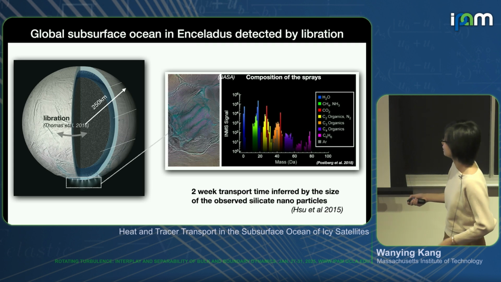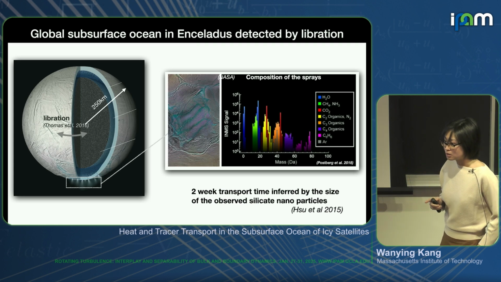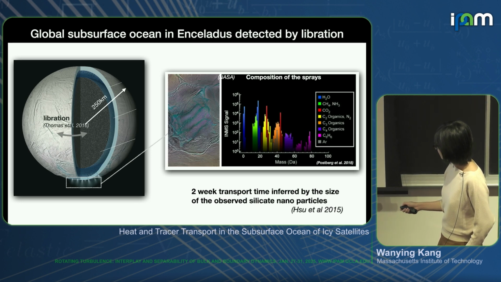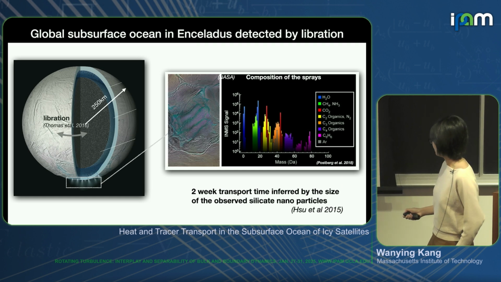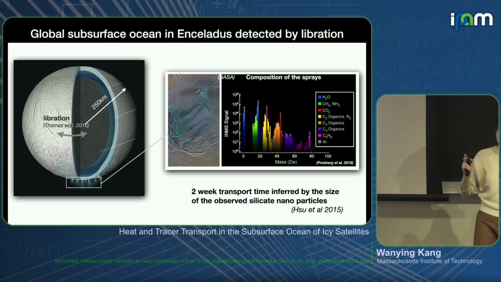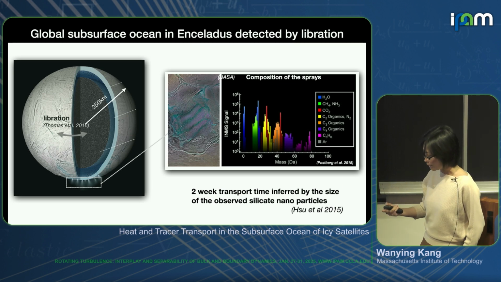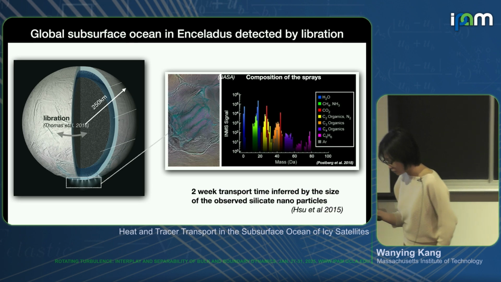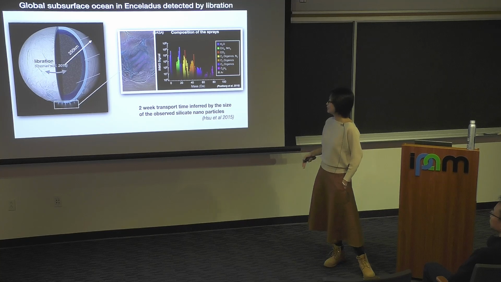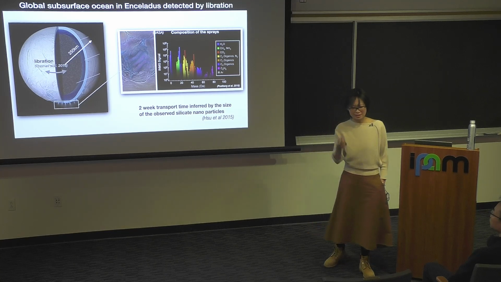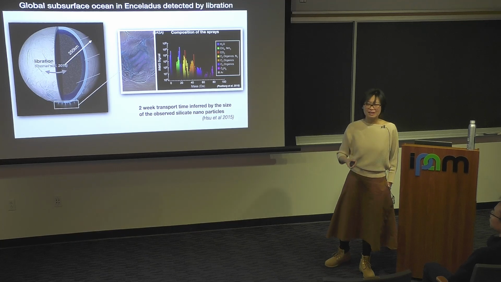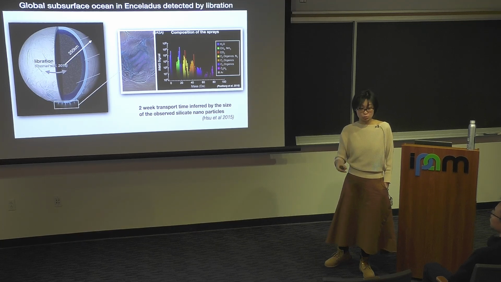we see plumes made of a mixture of water vapor and other materials injected outward. And one interesting constraint that people get from it is that they see nanoscale silicate nanoparticles. In Hsu et al., I think these papers attract really a lot of attention because they claim that because we observe these nanoscale silicate particles, then it means that this particle cannot stay in the water for that long period of time, otherwise it will grow very big. And then it puts constraints on the transport timescale.